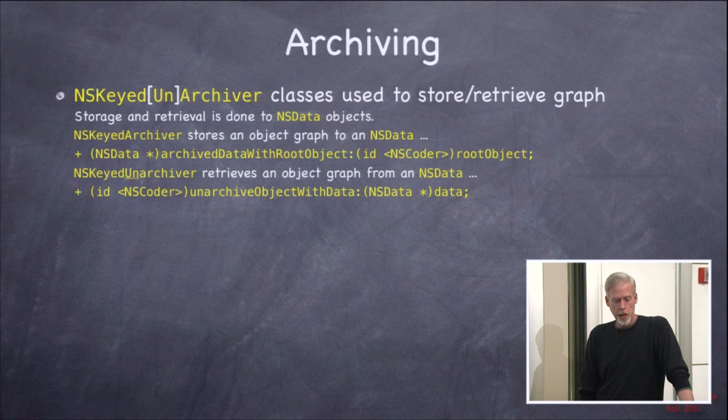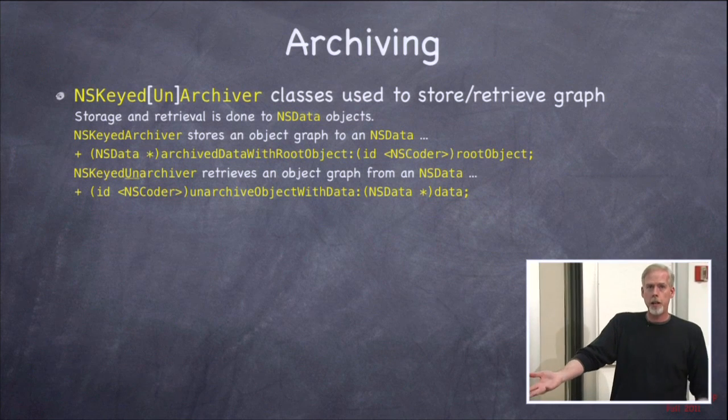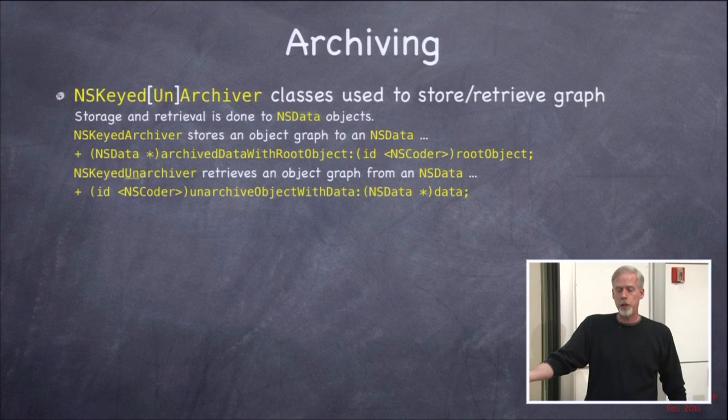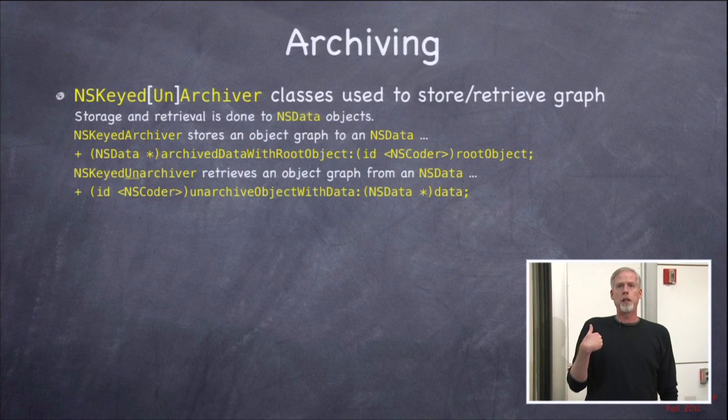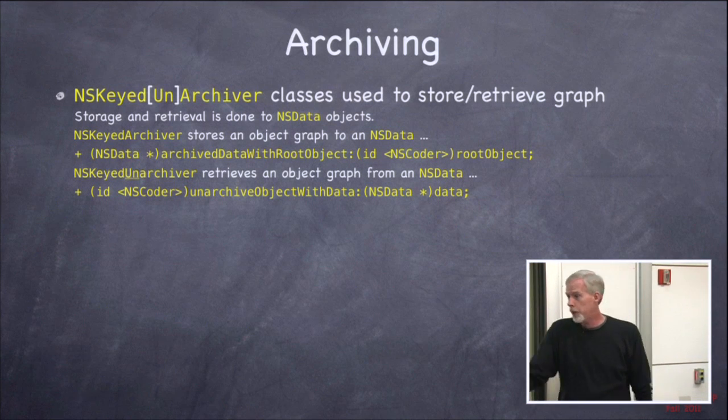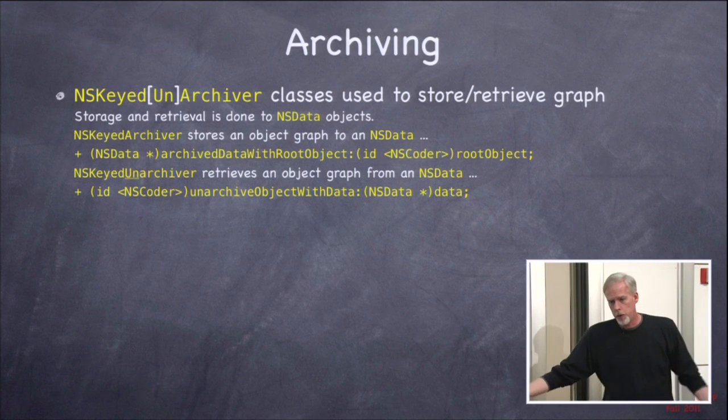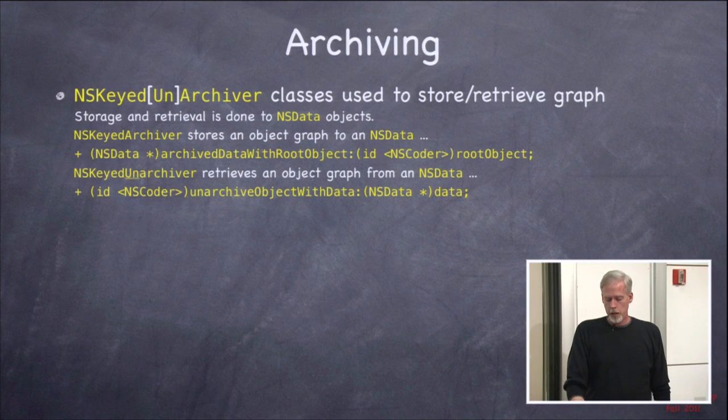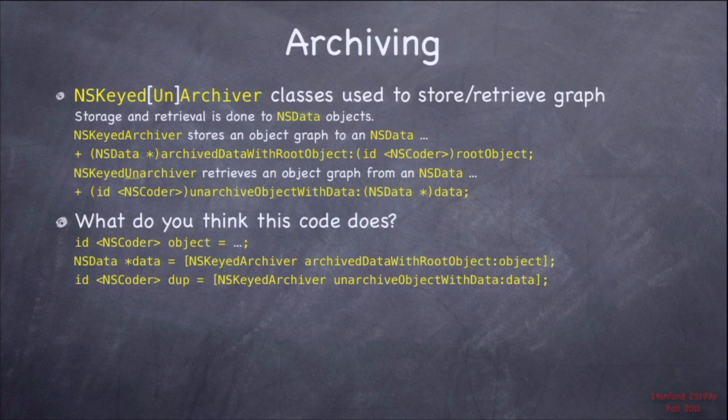Okay? And then unarchiver is the opposite. You give it an NSData that archive stuff was put into, and you say, give me the root level object that was encoded here. And it's going to do init with coder on all those things and go down the tree. Okay?